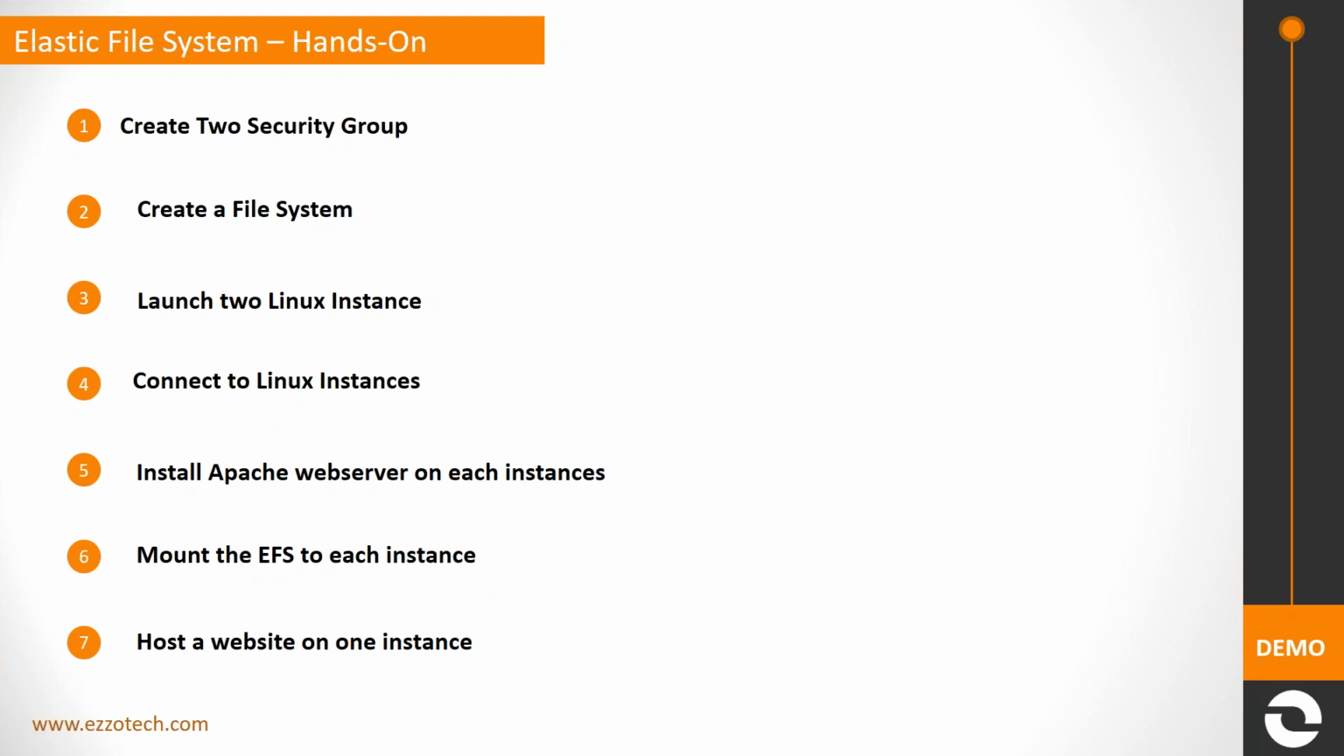After mounting the elastic file system, we will create one web page for testing purposes in the directory under which we will be mounting the elastic file system. We will create the web page in one instance, and then we will use the public IP address of each instance in a separate tab, and we'll see whether both tabs give us the same content or not. Okay, so let's get started.